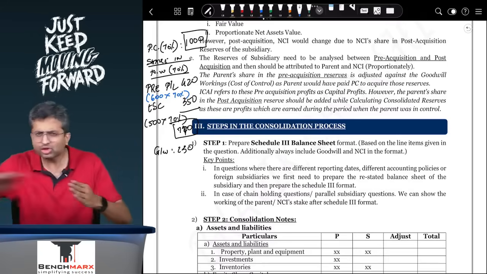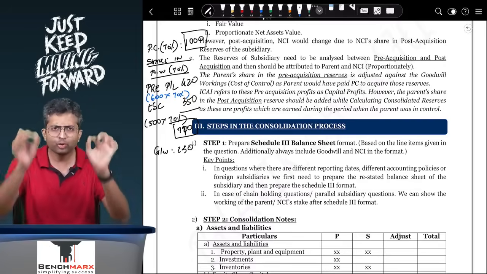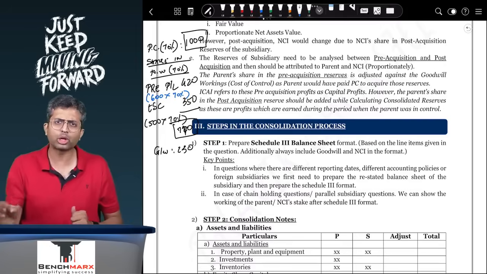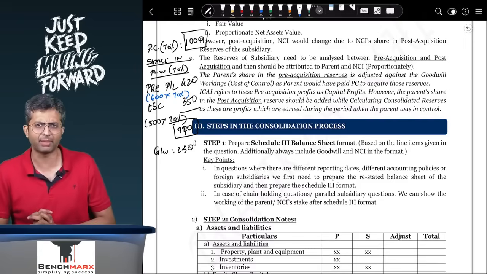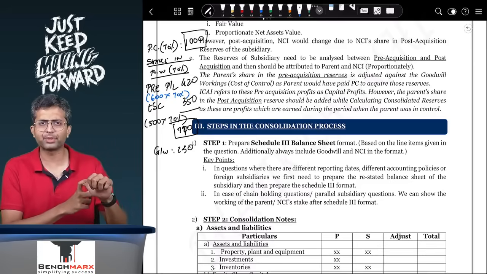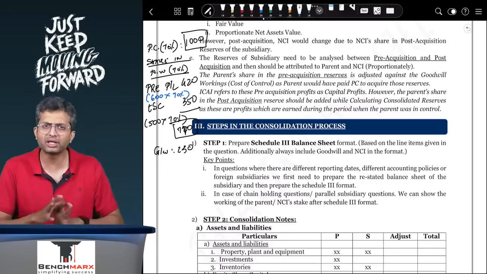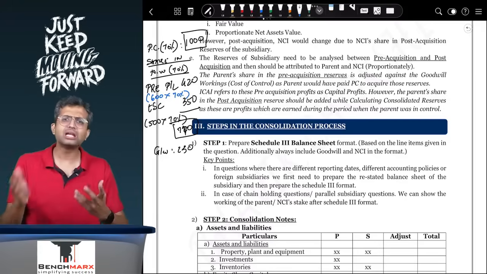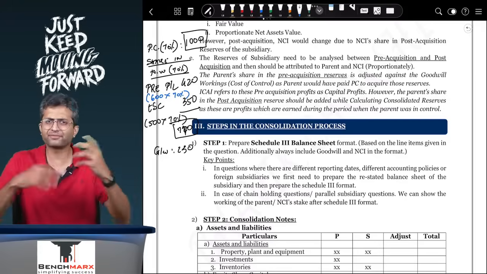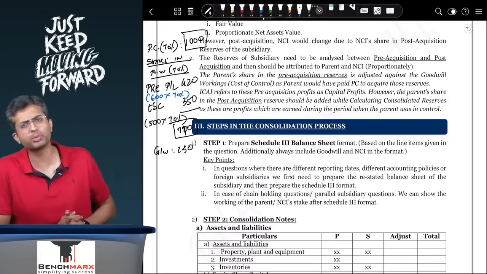You will write down each and every line item of assets, each and every line item of liabilities. You will note down all the assets. You will note down all the liabilities as they appear in the balance sheet, except for 5 items: share capital of parent and subsidiary, then reserves of parent and subsidiary, and investment in subsidiary. So these are the 5 items which will be pending.